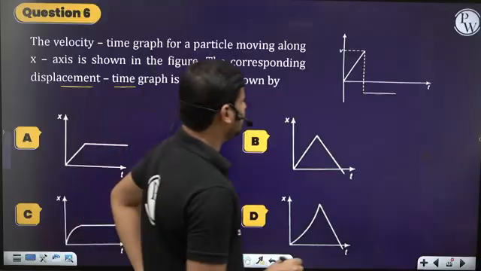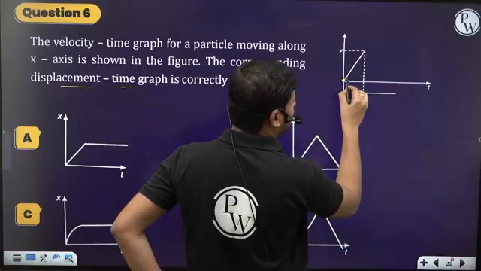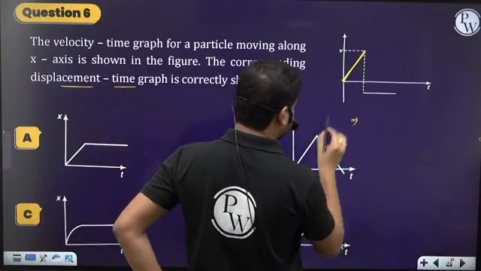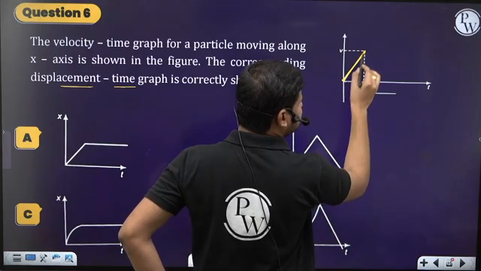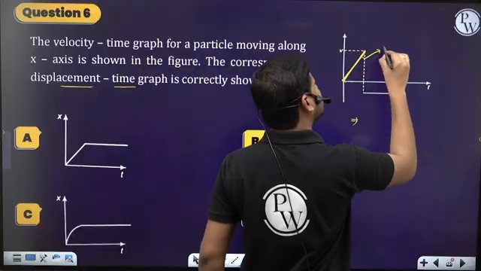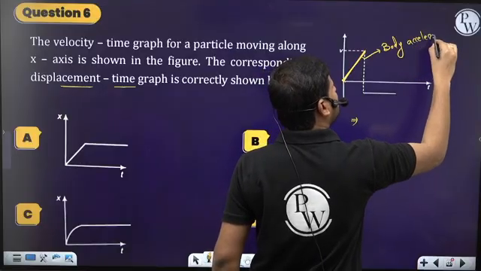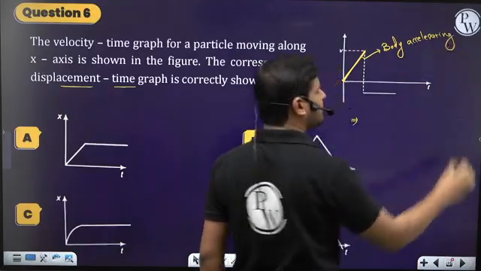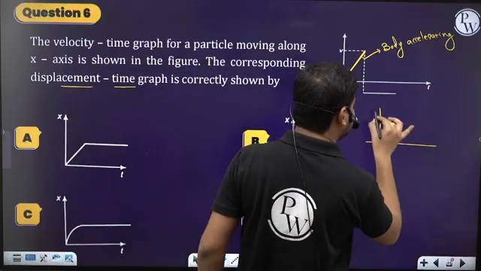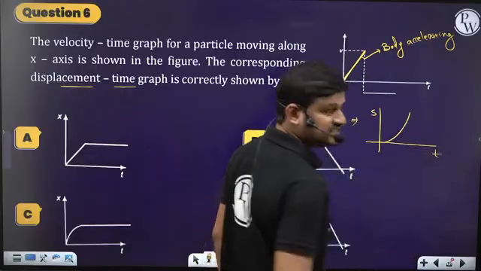So understand carefully. First, the velocity is increasing with respect to time. See here, the velocity is increasing with respect to time. If the body's velocity is increasing, then we can say the body is accelerating, right? So if the body accelerates, what is the corresponding displacement-time graph? For positive acceleration, the corresponding graph is like this, right?